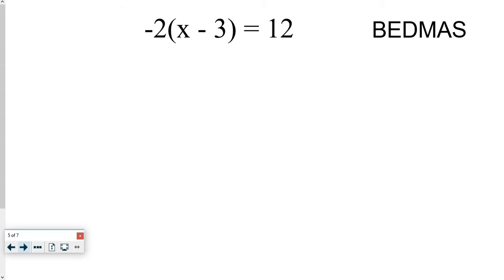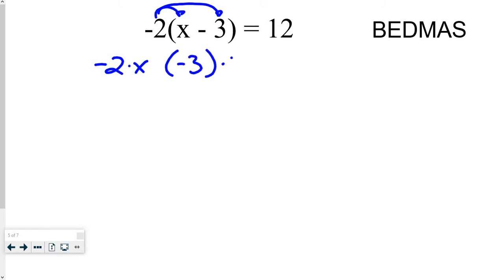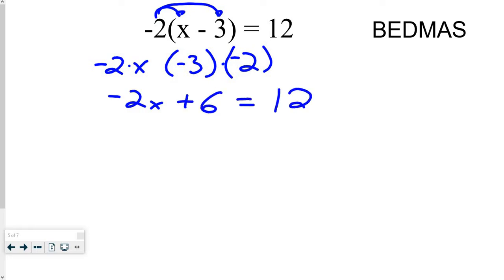So again, with distributive, we're going to multiply this through to both of them. Negative 2 times x is negative 2x. And negative 2 times negative 3 is positive 6. So we're going to plus 6 equals 12. So there's our equation when we distribute the negative 2 through to all of it.